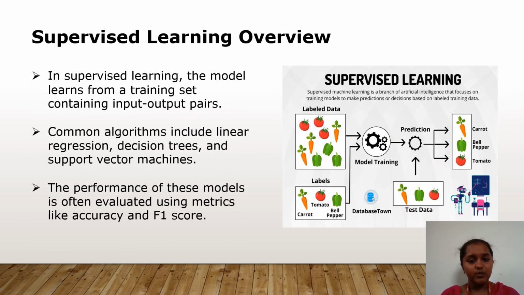Supervised learning. In supervised learning, the model learns from a training set which contains input-output pairs. Common algorithms include linear regression, decision trees, and support vector machines. This means supervised learning mainly contains input-output pairs. The commonly used algorithms in supervised learning are regression technique, linear regression, decision trees, and support vector machines. The performance of supervised learning can be evaluated by using accuracy and F1 score metrics.